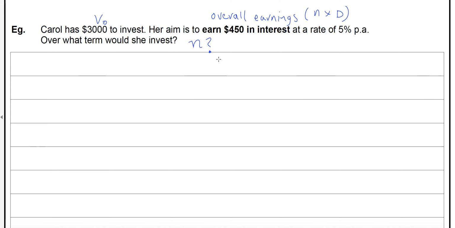Now, can we find D? Can we find the interest per year? We've got 5% here, and we've got that original amount. So we can do this, R percent of V0, since we know R is 5%, and we know the original value is 3,000. So 5% of 3,000, we get 150. So each year she's going to earn $150, and she needs to earn $450 in total. So, well, you might be able to notice that she's obviously going to need to do this for 3 years, but I'll show you how we can do this with the rule.